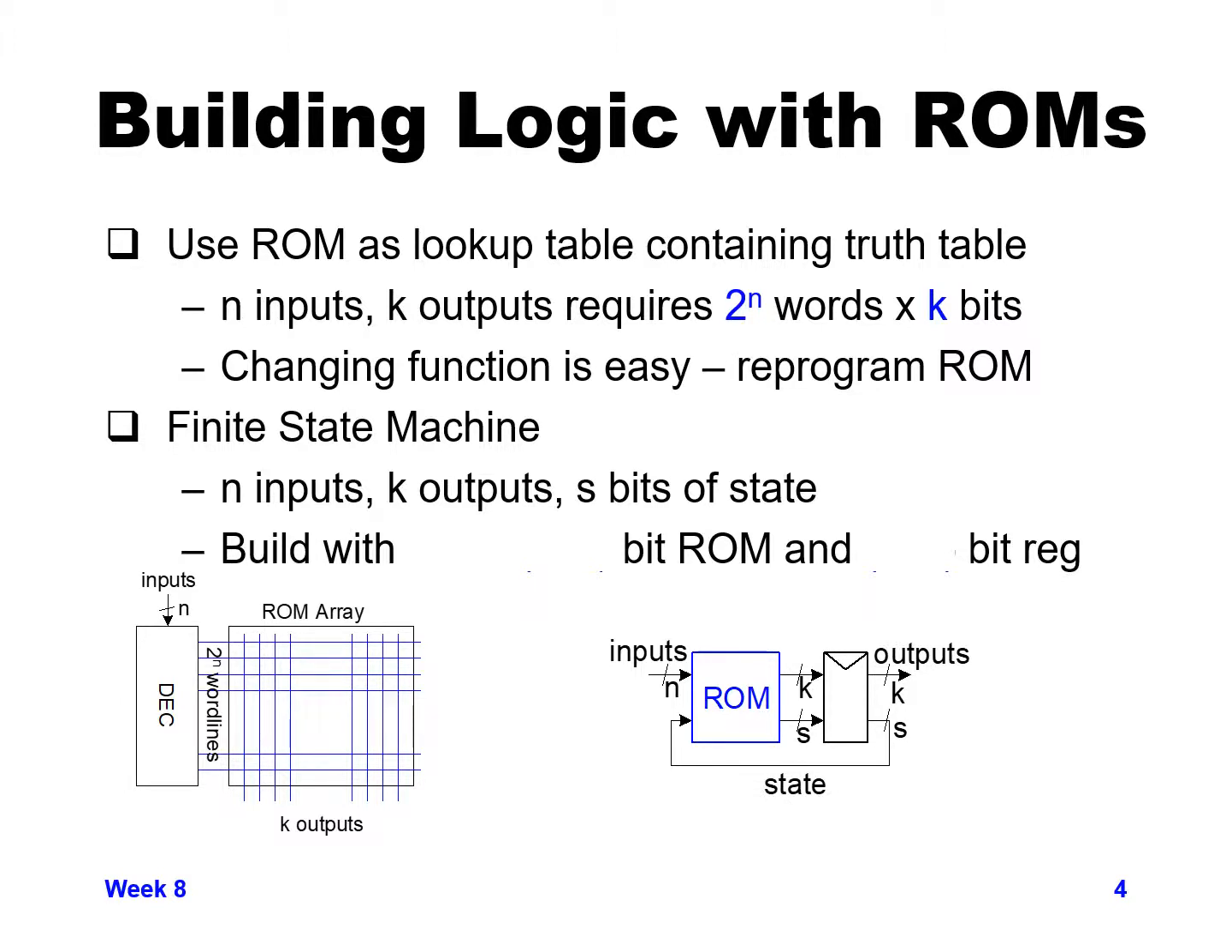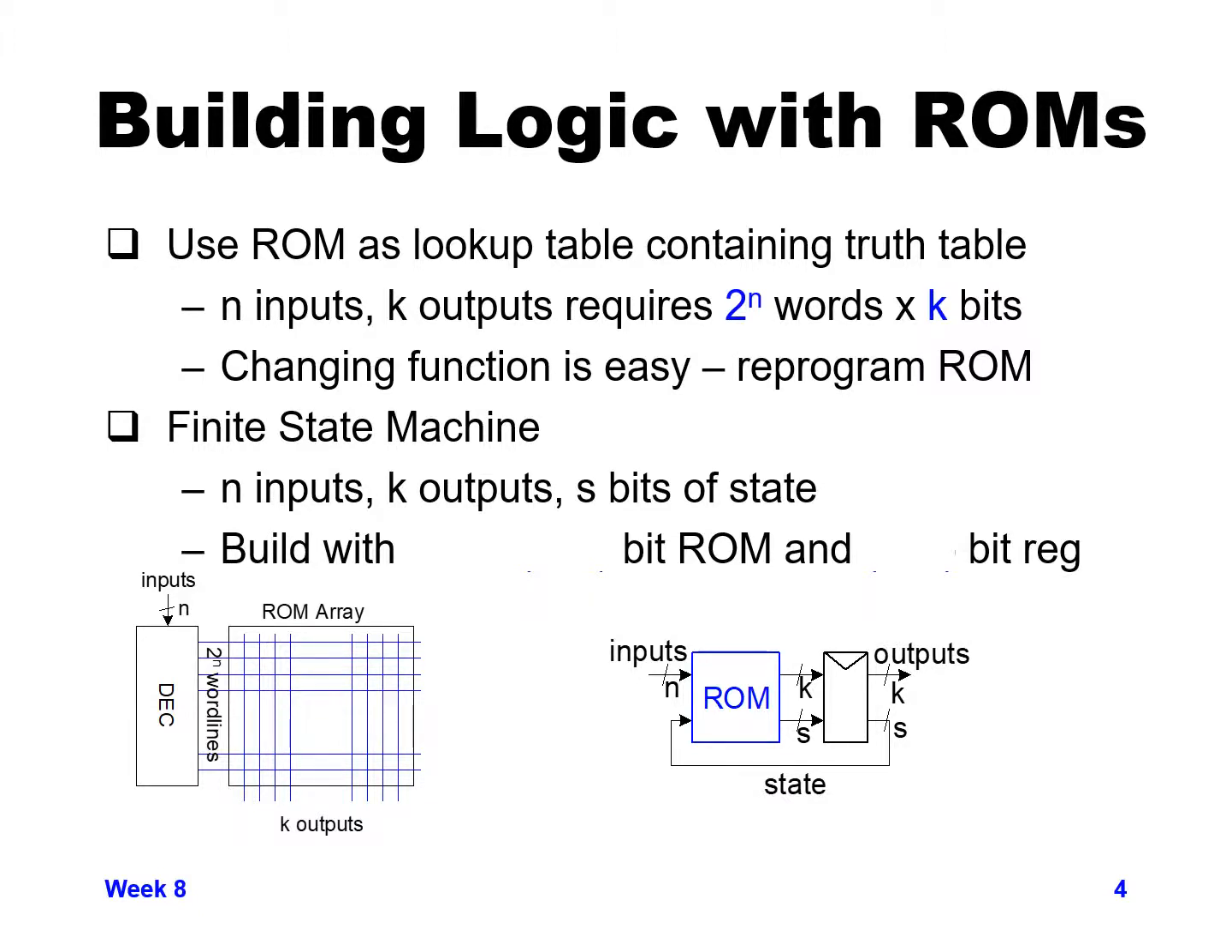If we have a truth table inside the ROM and we want to change the function of the truth table, it's pretty easy. We just reprogram the ROM. Whether we do that through a programmable ROM, or we need to make sure to program the ROM before we produce the IC chip, we can reprogram it one way or the other. And then we can use this ROM to create a finite state machine.